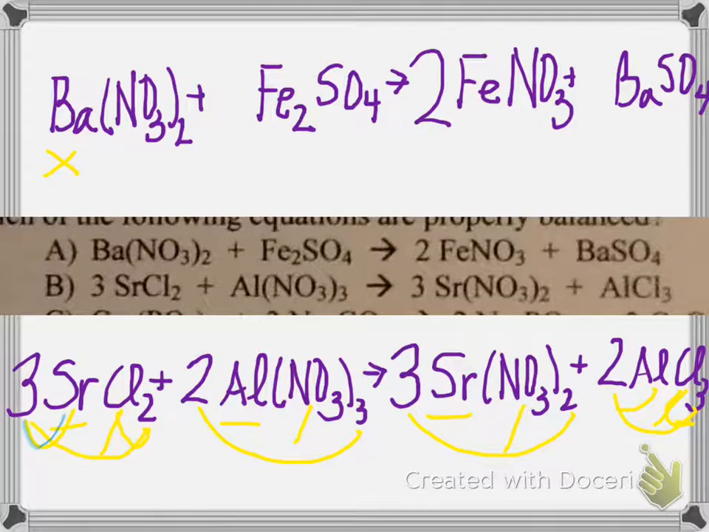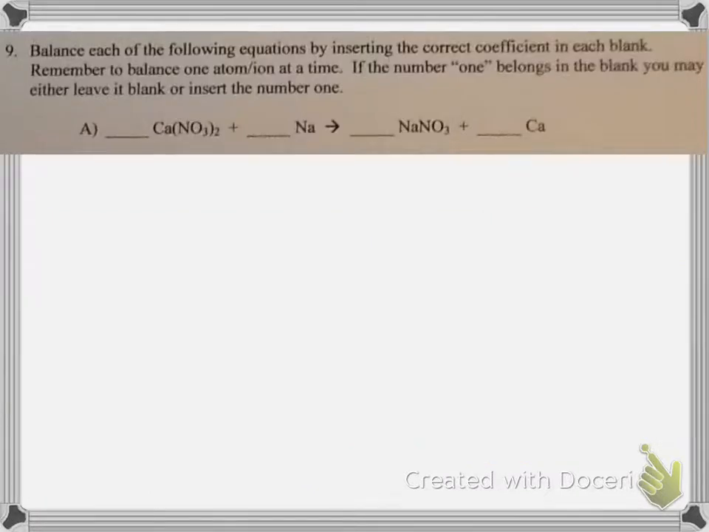3 strontiums, 3 strontiums, 6 chlorides, 3 times 2, 6 chlorides, 2 aluminums, 2 aluminums, 2 times 3 is 6 nitrates, 3 times 2 is 6 nitrates. This is now correctly balanced.